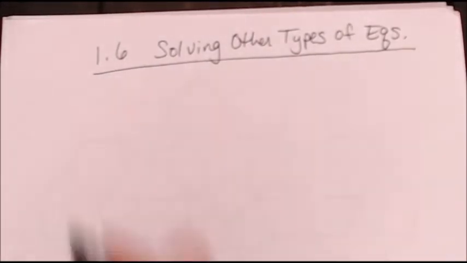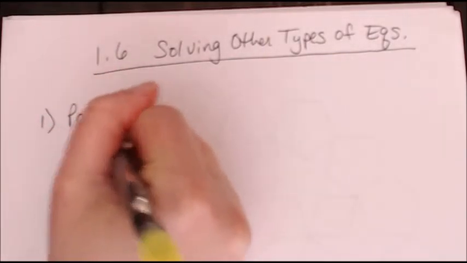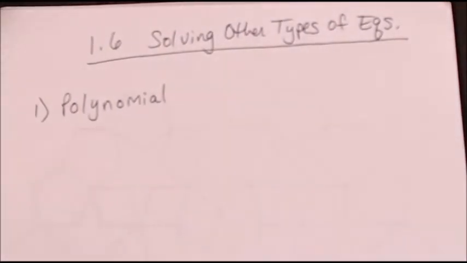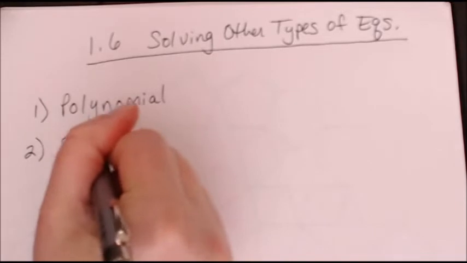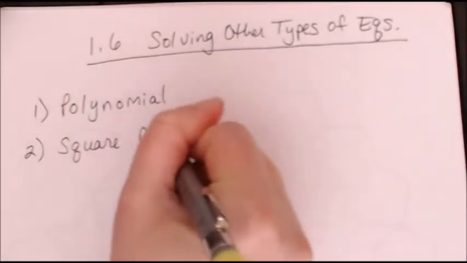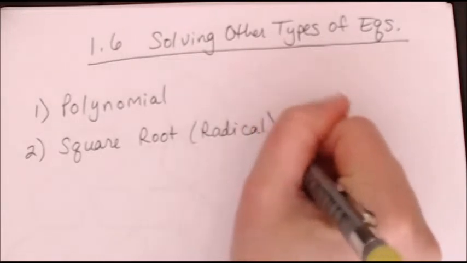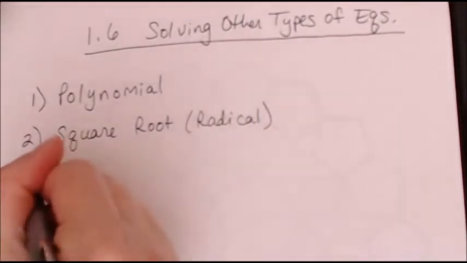those in this section. So the first type is a polynomial equation, and we're going to actually solve that by factoring, and I'll show you that in a few minutes. Then we're going to look at square root equations, or I'm going to say radical equations, because they don't necessarily have to be a square root, but they have a radical somewhere in the equation to start with.